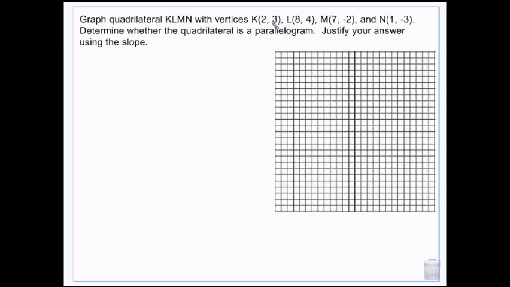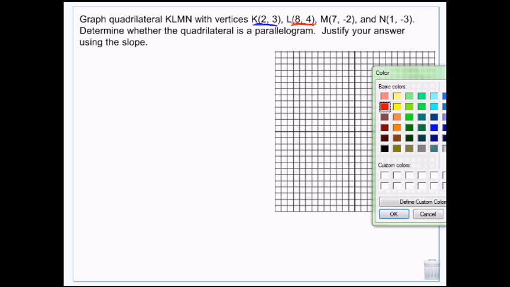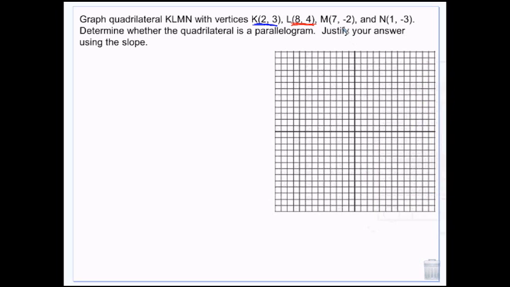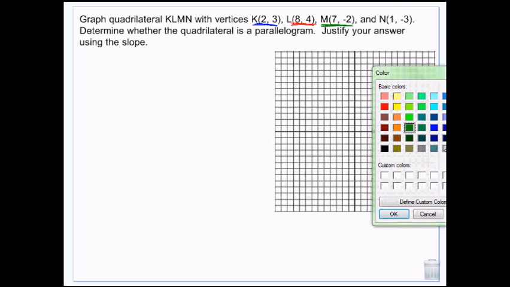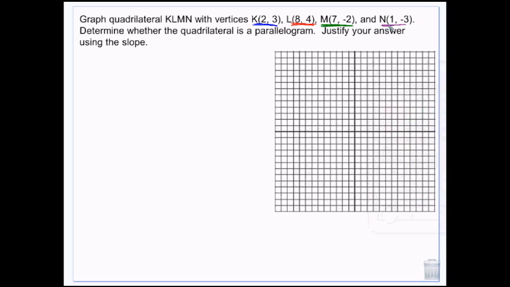So I'm going to make K blue, L red, green for M. Lime green probably won't show up all that great. How about some purple? Did you say white? That really won't show up. Okay, so I'll do N first because I'm already on purple.